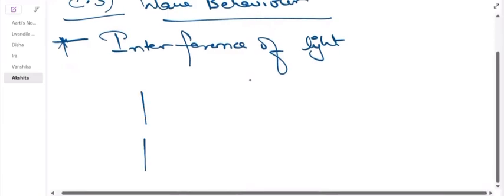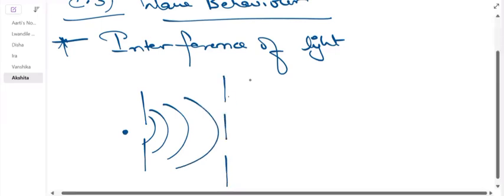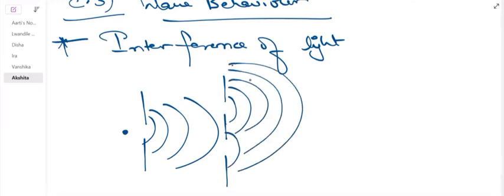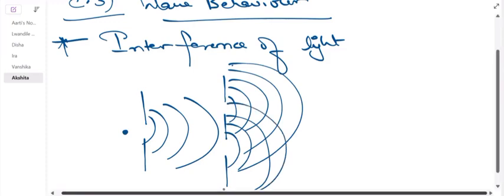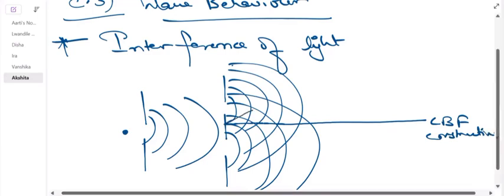Suppose I have a slit over here, and here I have the source. So the pattern has been created. Now, if I give it a two slit pattern, then here one pattern will be formed like this, and here one pattern will be formed like this. The central line where they are meeting up, all the light rays, will give you the central bright fringe, which will be constructive in nature.